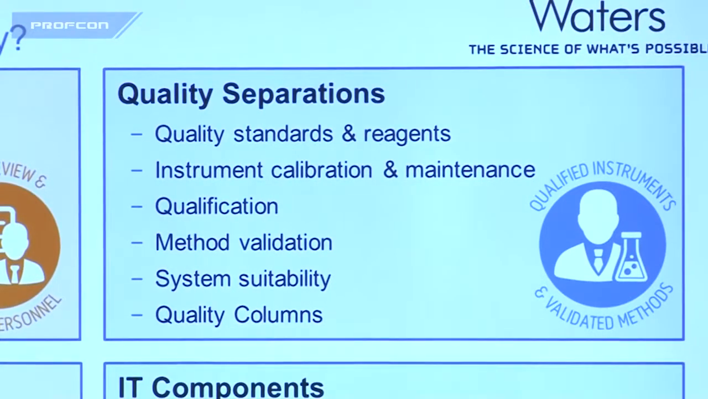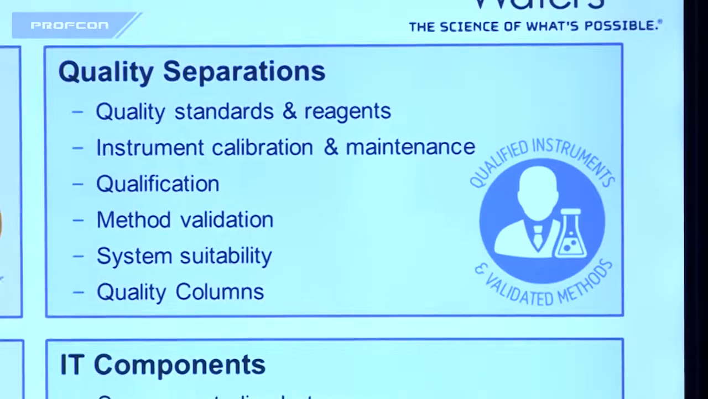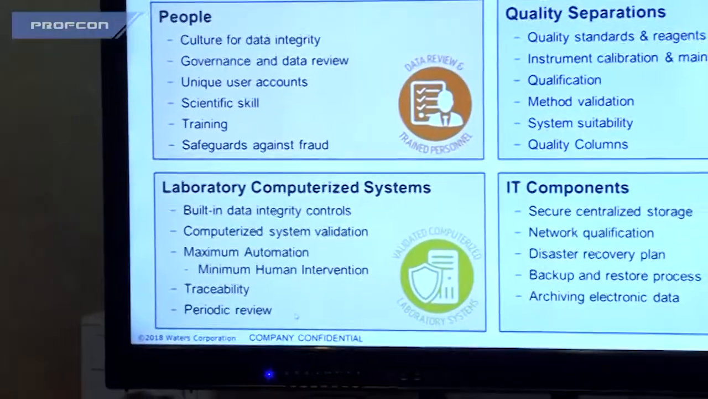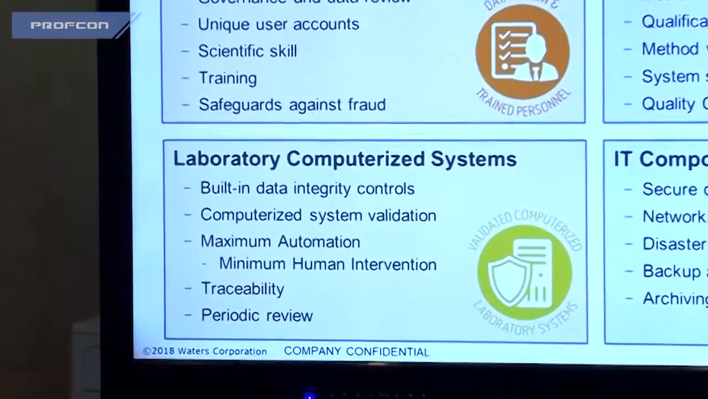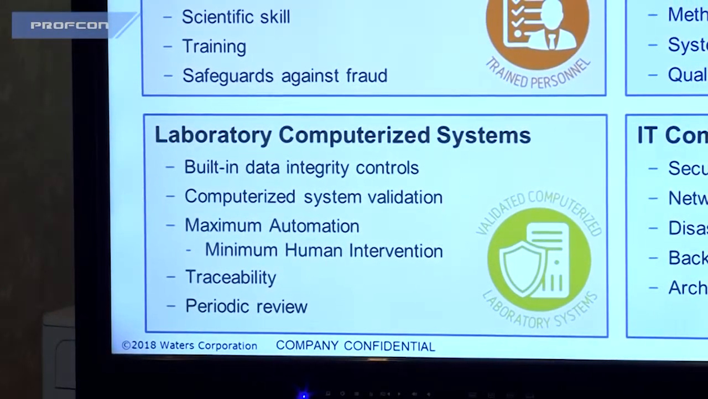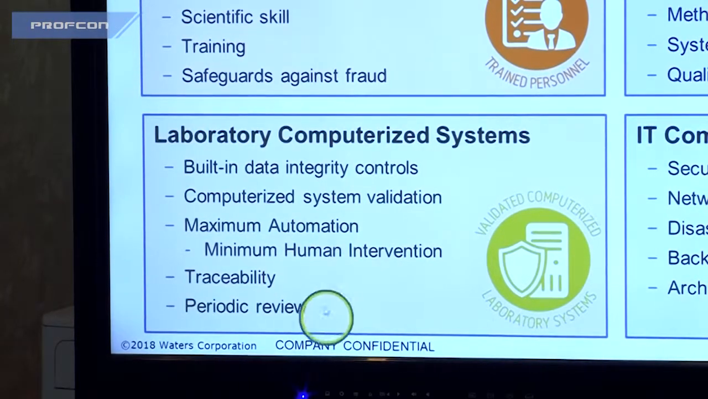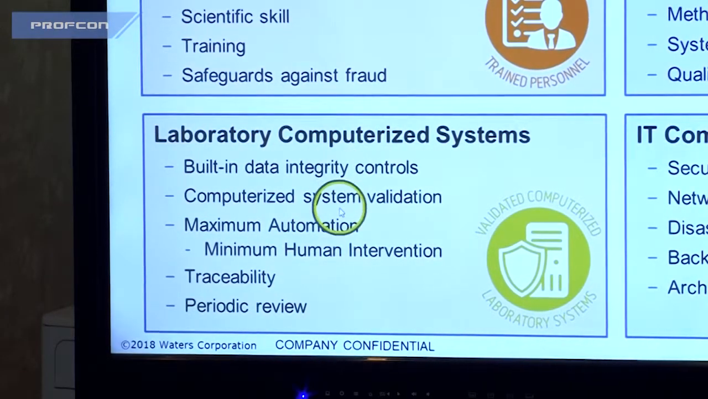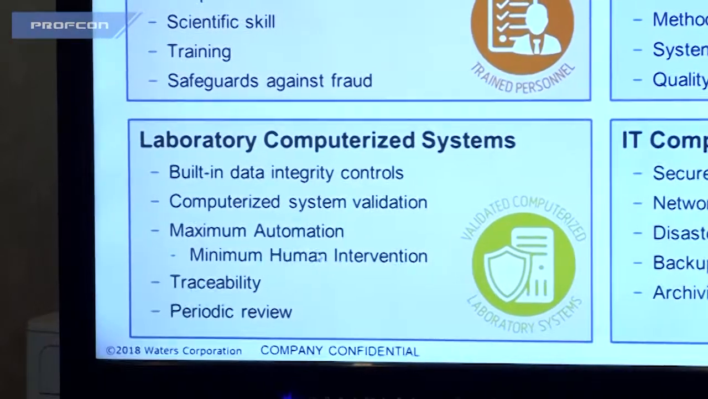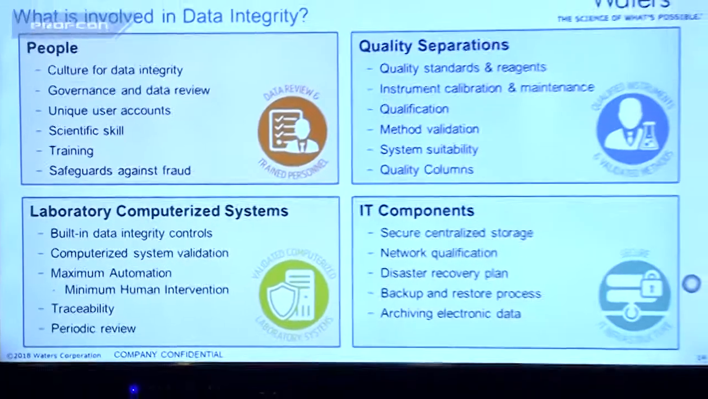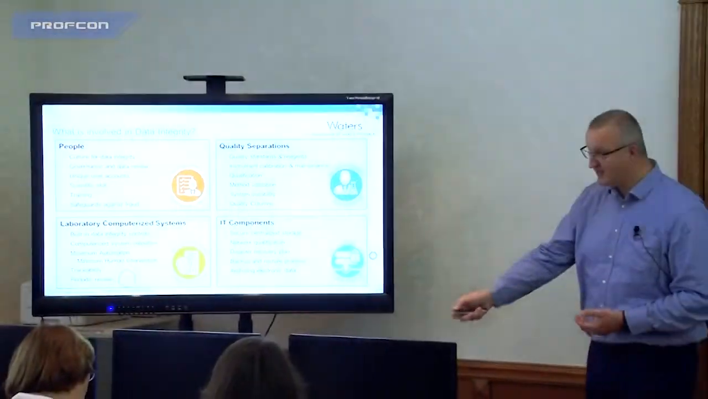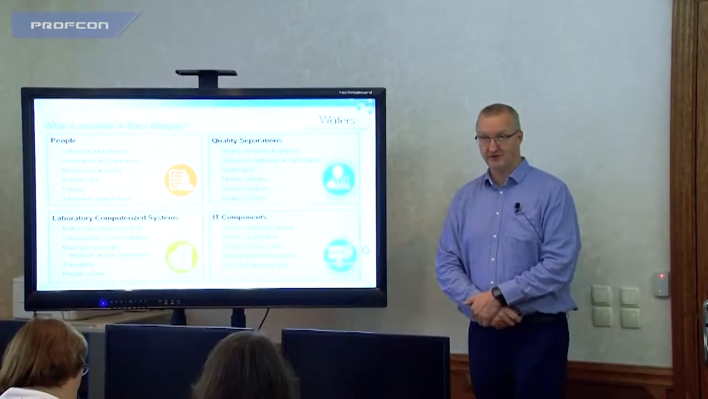In order to do that, you need software. And software is an important topic as well, because software helps us to get the results. It can control the machine, but it can also calculate our results. So that means that we have data integrity control. We do validation of that system. We try to go for maximum automation, because when a human is doing it, there's a possibility for mistakes. Traceability and periodic review are important in the software.